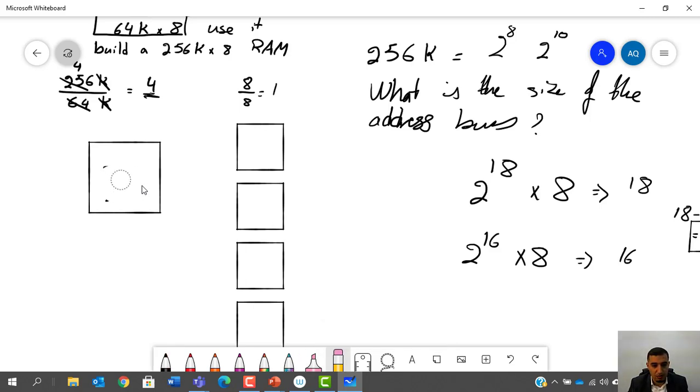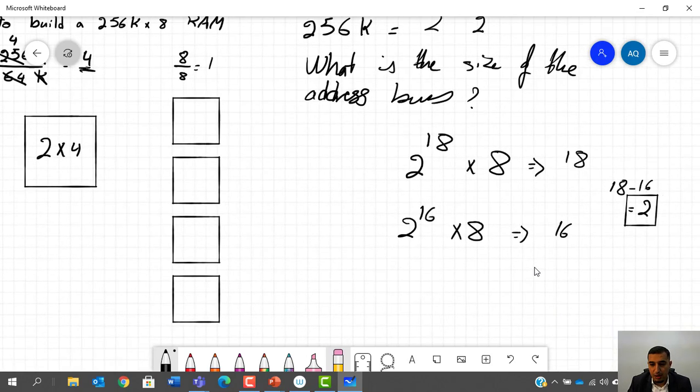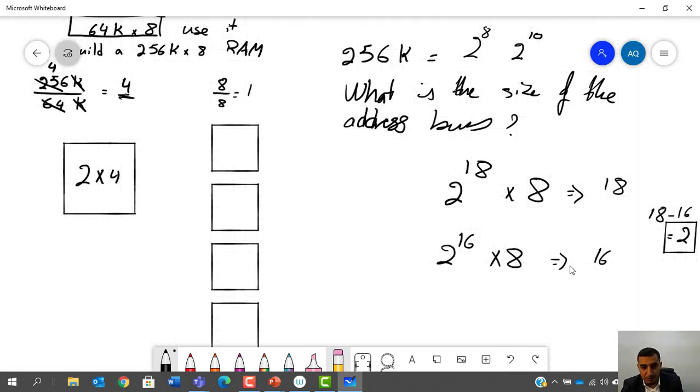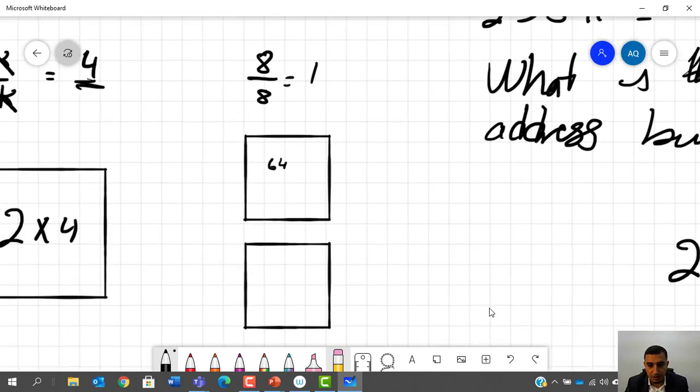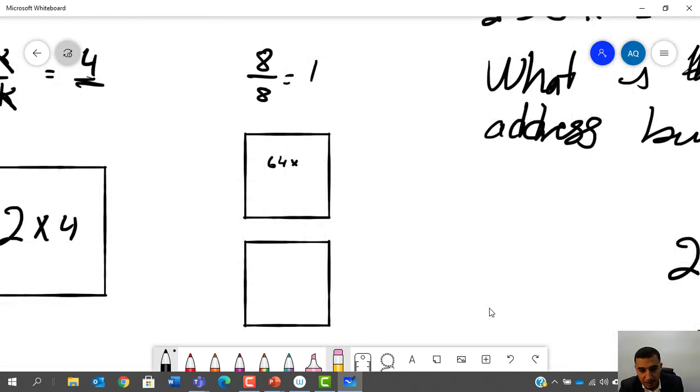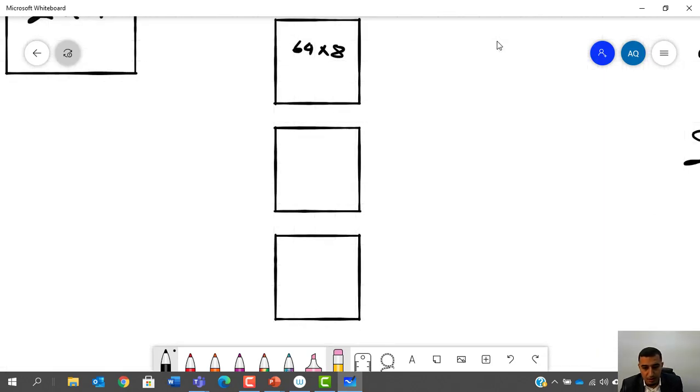I just want to make this one more clear. 2 by 4. Now, this building block is 64. Let me zoom in so I write easier. This is 64 by 8, 64 by 8, and 64 by 8 and 64 by 8.